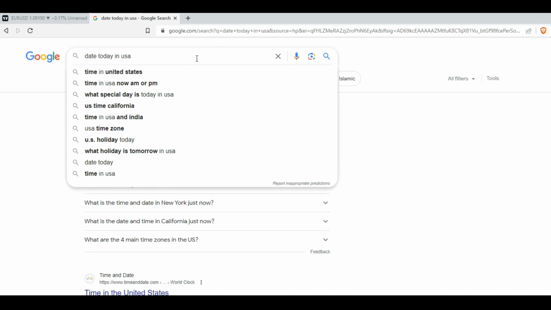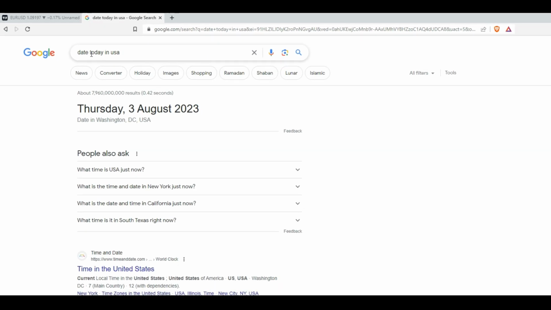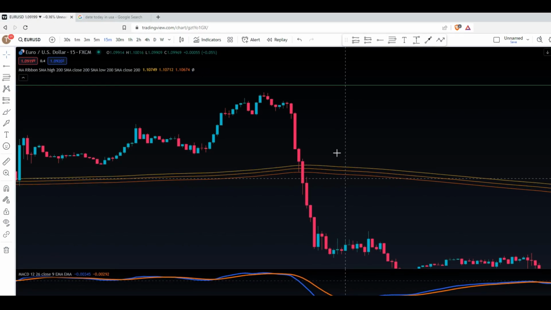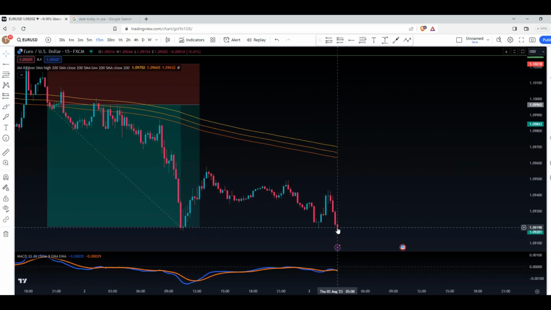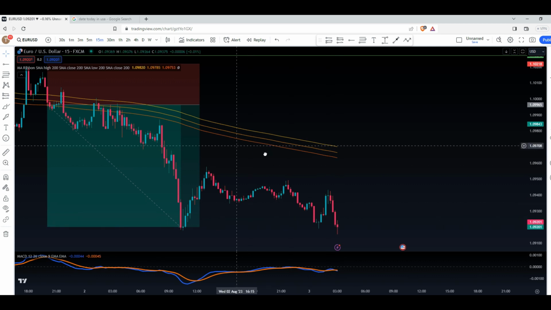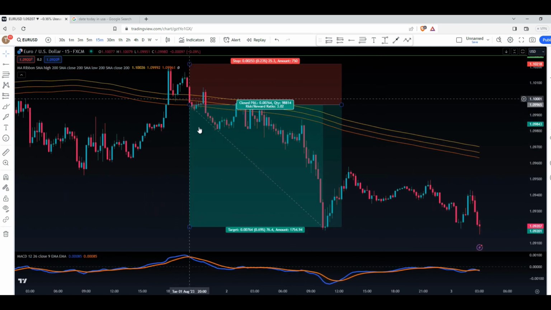Just wanted to show you today's setup based on this strategy. If we Google today's date, it is 3rd August. And I go back to the chart and reset. So on the chart, it is 3rd August here. And watch this. Same setup and it actually works.